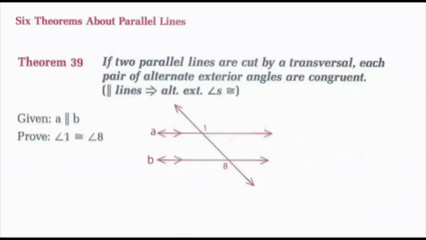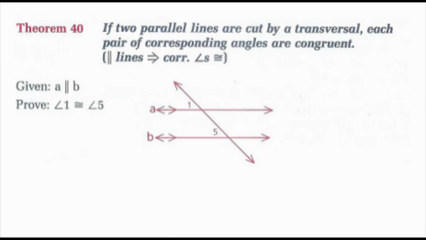Now looking at our 6 theorems about parallel lines. If two parallel lines are cut by a transversal, each pair of alternate exterior angles are congruent. So if parallel lines, then alternate exterior angles are congruent. Remember, there's two pairs of alternate exterior angles. If two parallel lines are cut by a transversal, then each pair of corresponding angles are congruent. So if parallel lines, then corresponding angles are congruent. Remember, there's 4 pairs of corresponding angles.